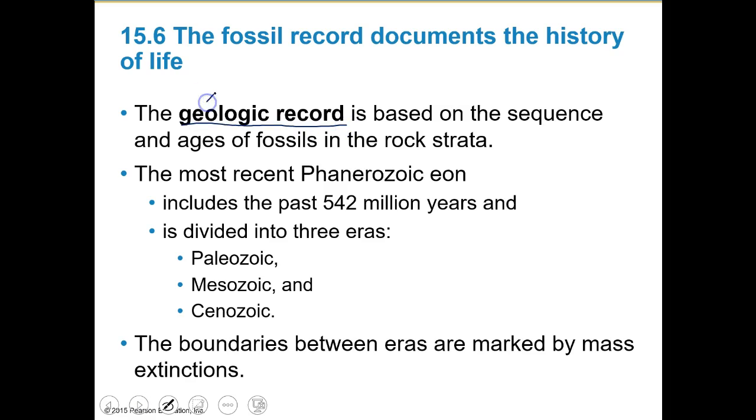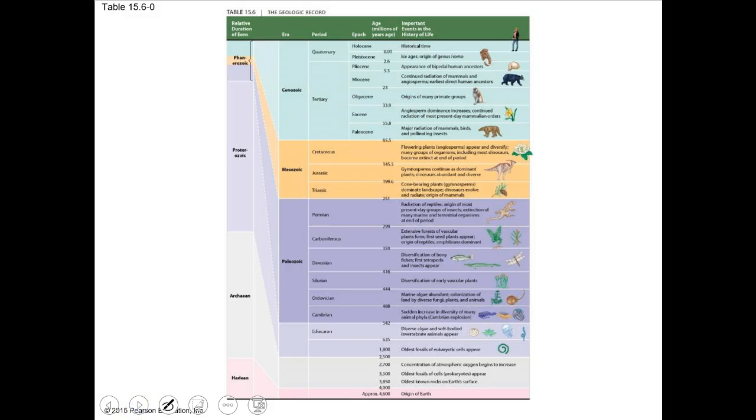All right, the geologic record. Geo usually means earth, so we're talking about the record that's found in earth. It is based on the sequence and the ages of the fossils in that rock strata. In the most recent Phanerozoic eon, which we're in, it includes the past 542 million years and can be divided into 3 eras: Paleozoic, Mesozoic, and Cenozoic. The boundaries between these eras are marked by mass extinctions. That is one of the things that we know separates different eras, and that's just epic loss of lots of things.